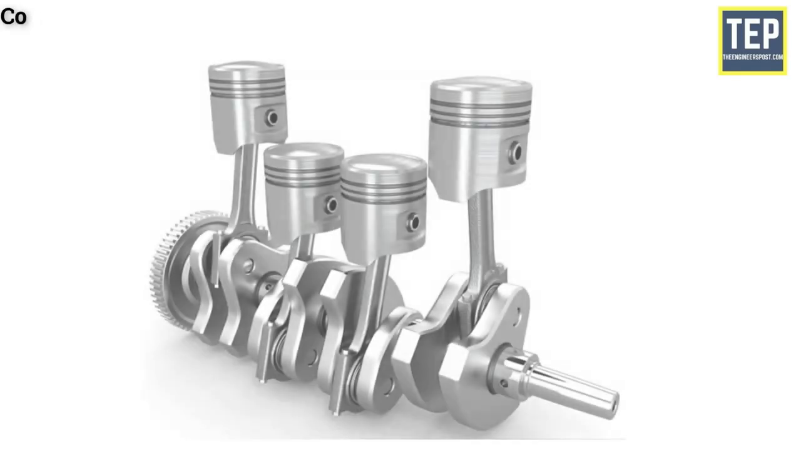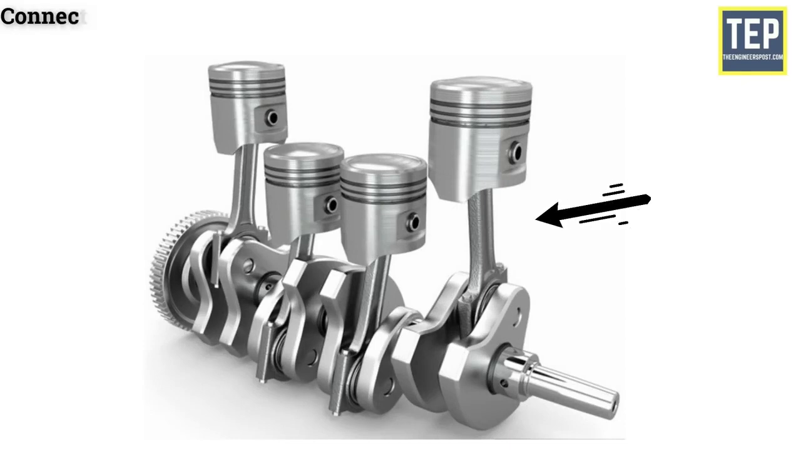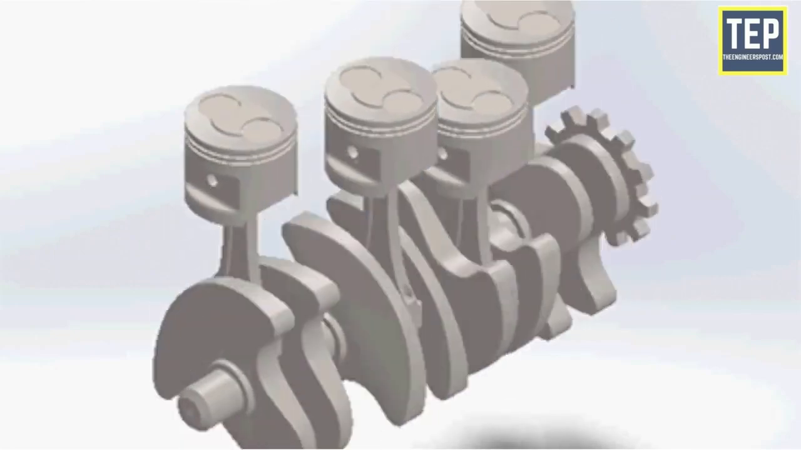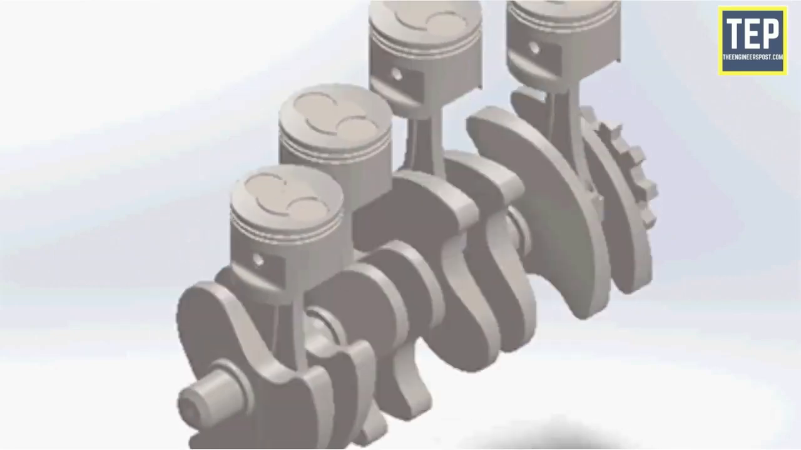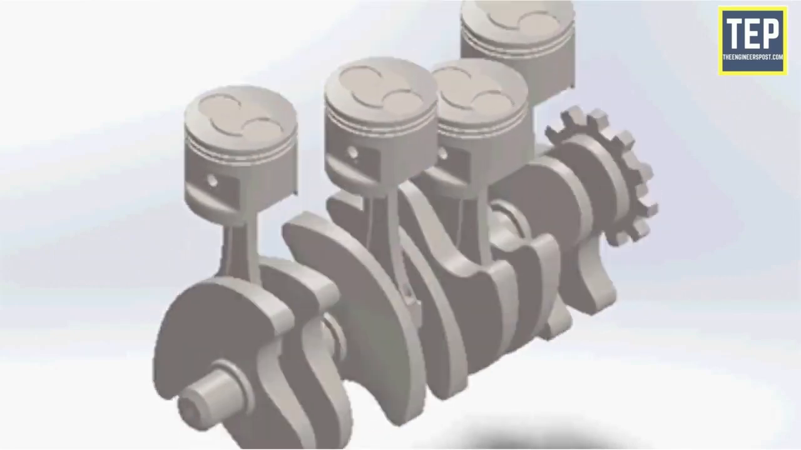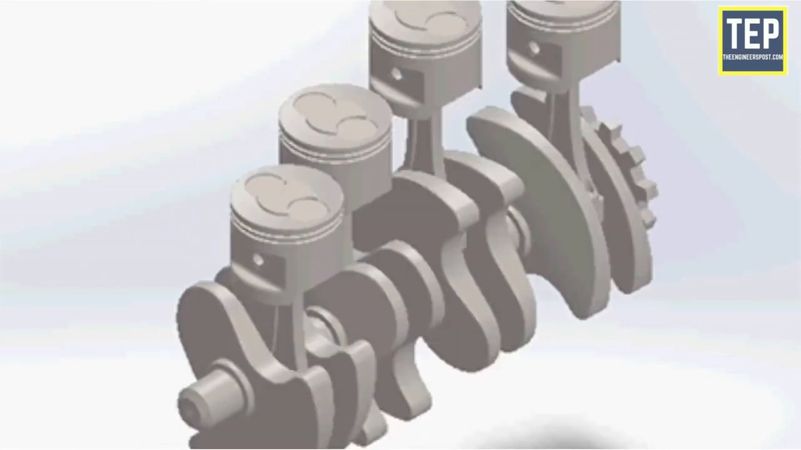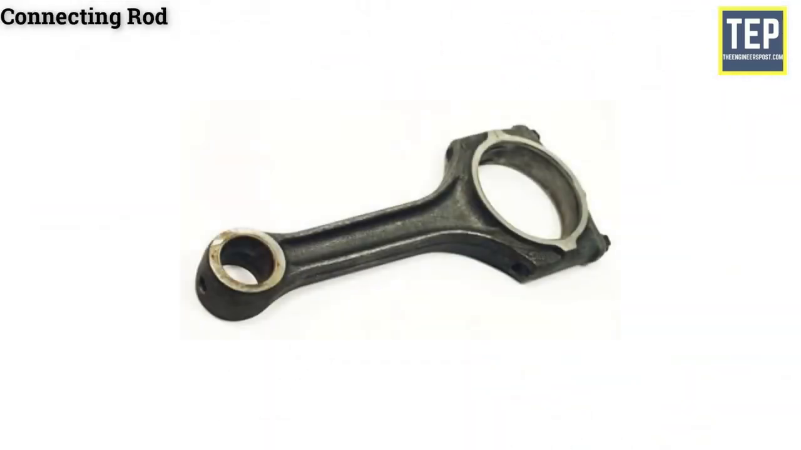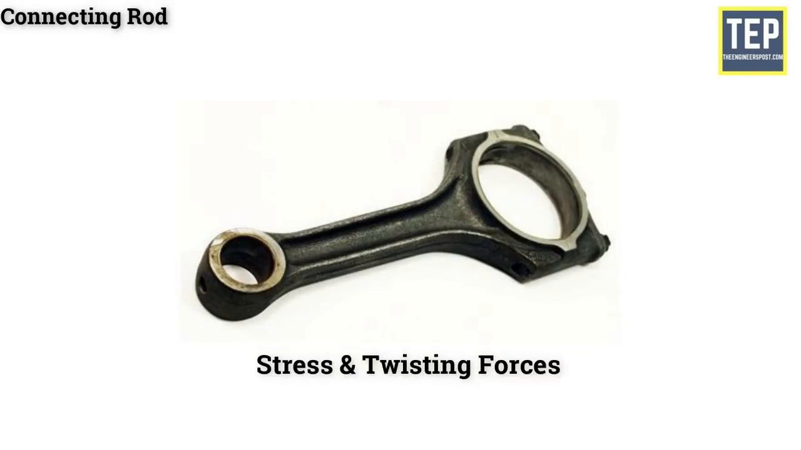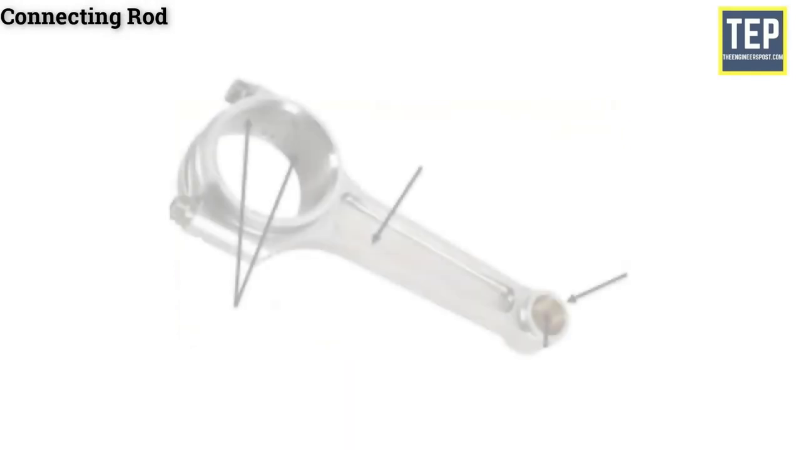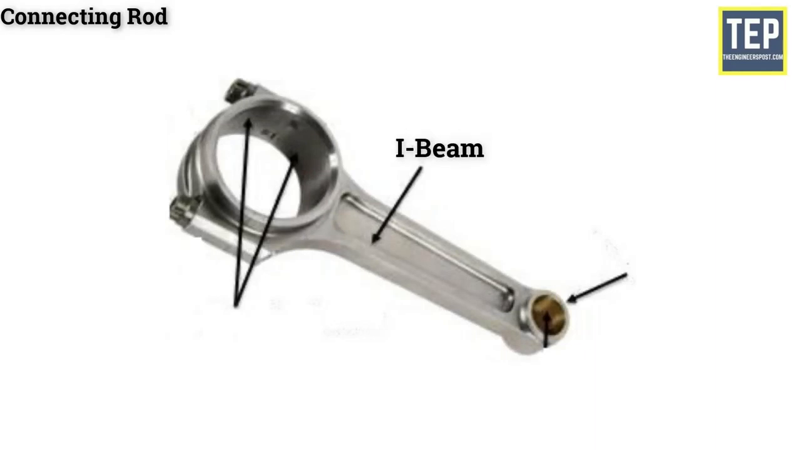Connecting rod. It is fitted in between the piston and crankshaft. The main function of the connecting rod is to convert the reciprocating motion of the piston into the rotary motion of the crankshaft. Connecting rod in an IC engine must be light and strong enough to withstand stress and twisting forces. It usually has an I-beam cross-section and is made of alloy steel or duralumin by drop forging.